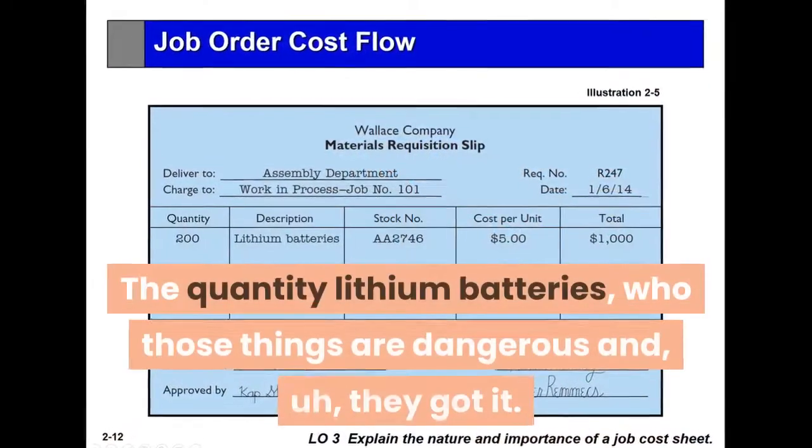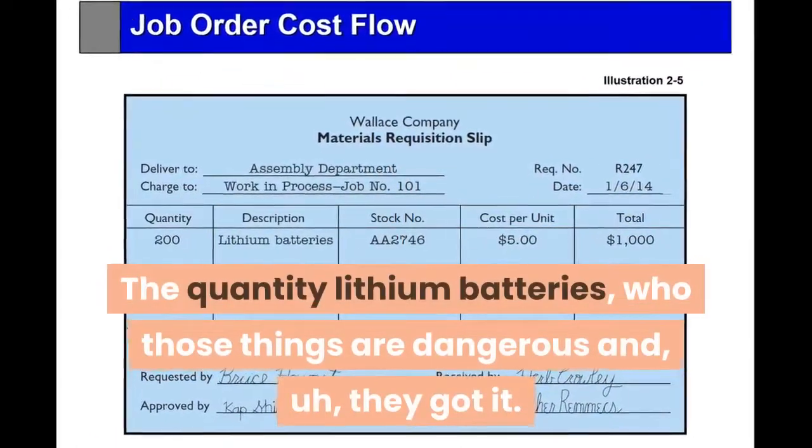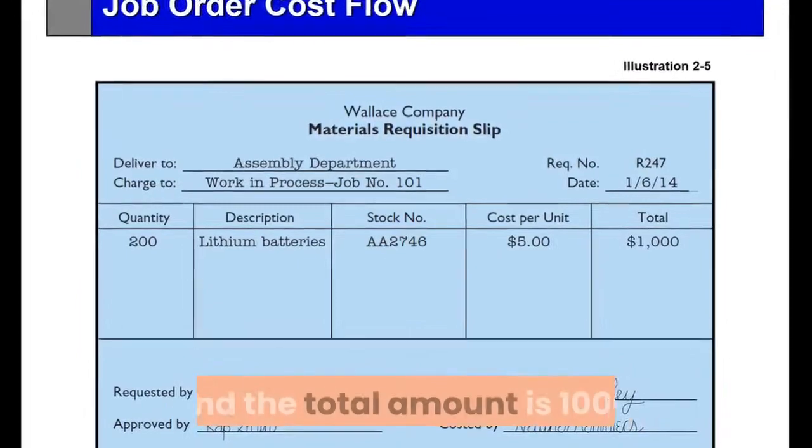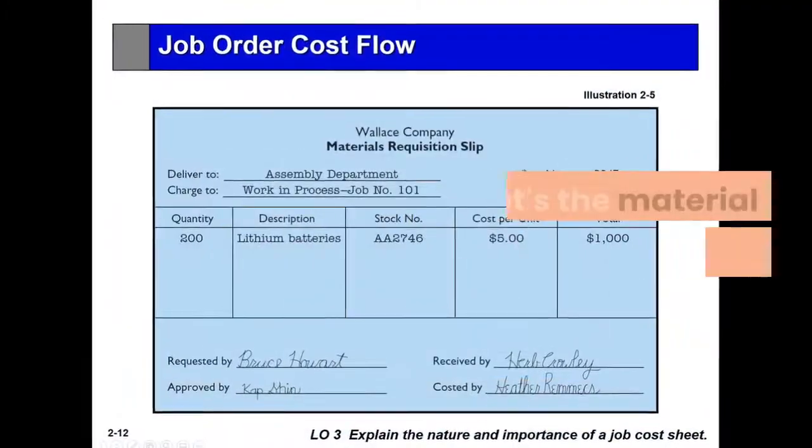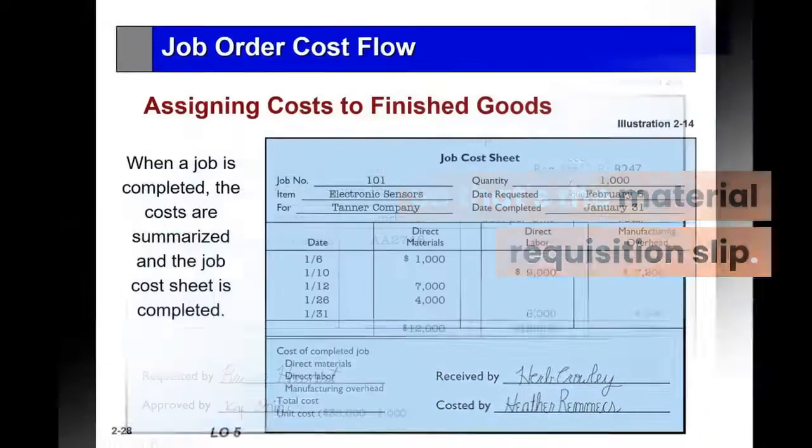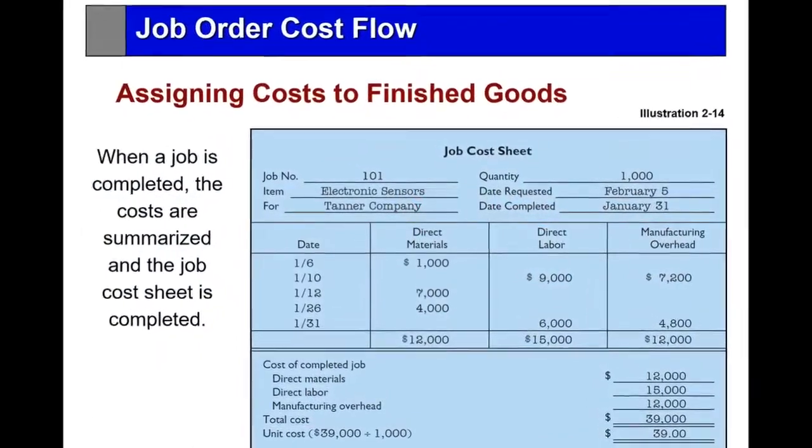The quantity, lithium batteries, those things are dangerous, and they got it. And the total amount is 1,000. So that's the material requisition slip. Now he would record that on his job cost sheet.